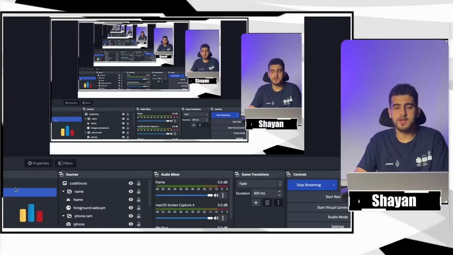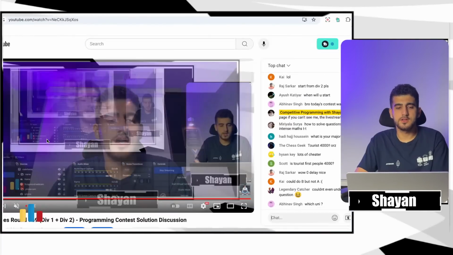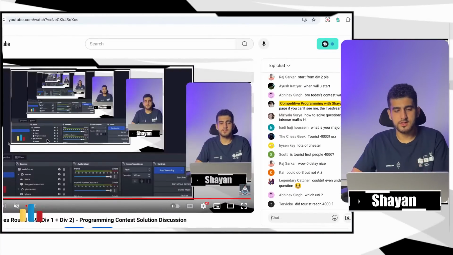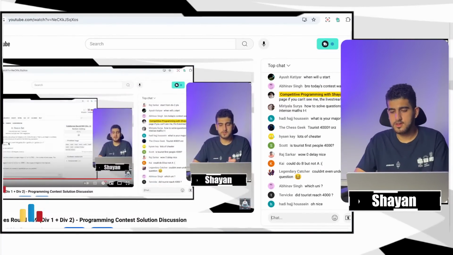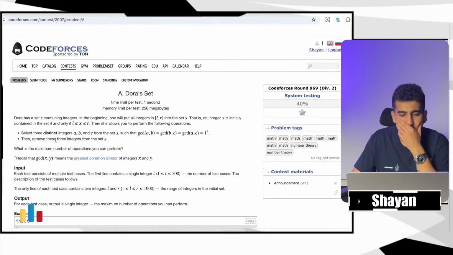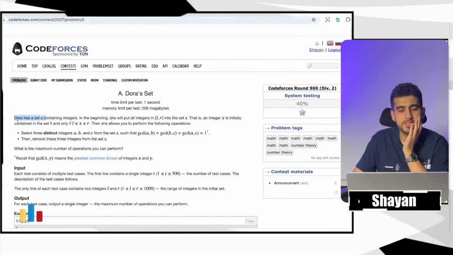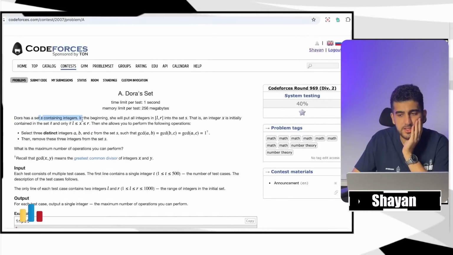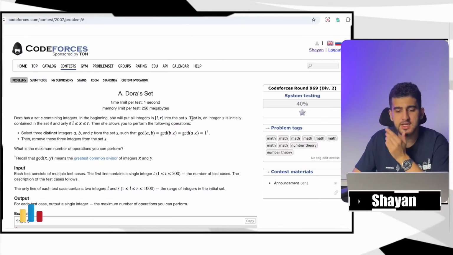First, let's start with discussing problem A of Div2. To make sure everything is fine. Yes, everything seems fine. So, the first problem says that Dora has a set S containing integers. In the beginning, she will put all integers in [L, R] into the set S.